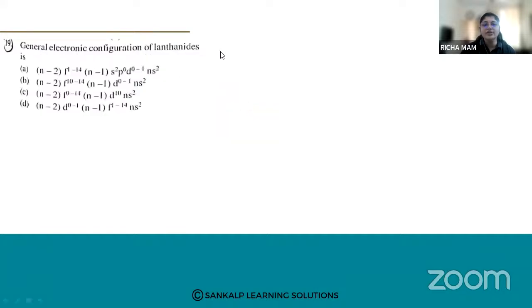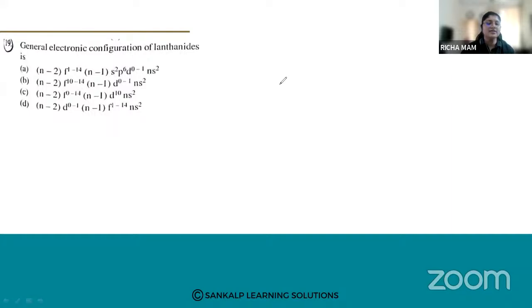General electronic configuration of lanthanides is. So now we'll discuss some MCQs based on lanthanides. So what is the general electronic configuration of lanthanides? Okay. Aishu has answered it as A.